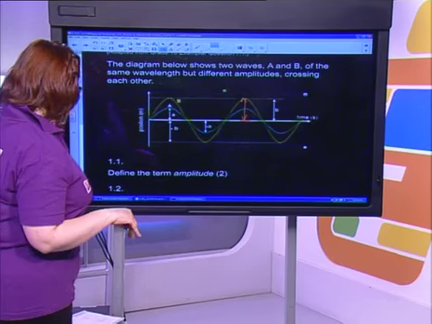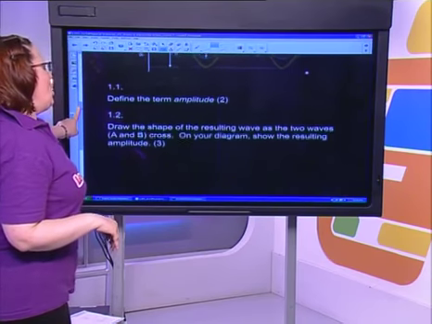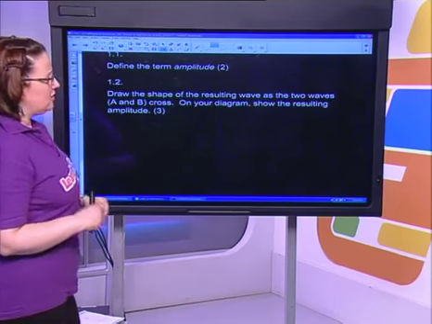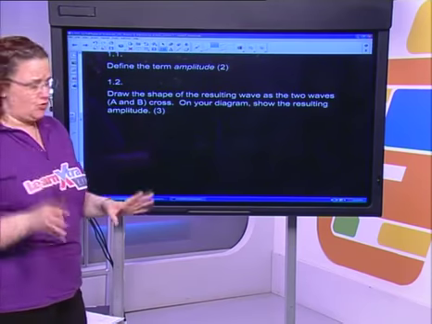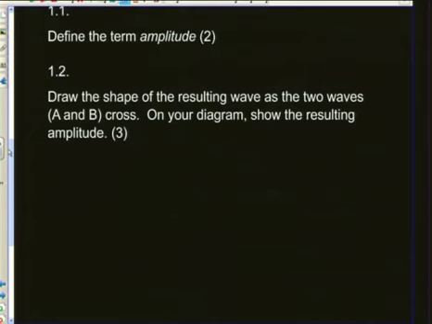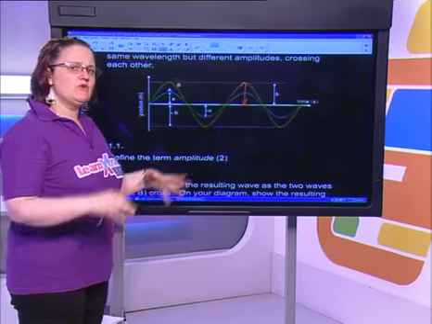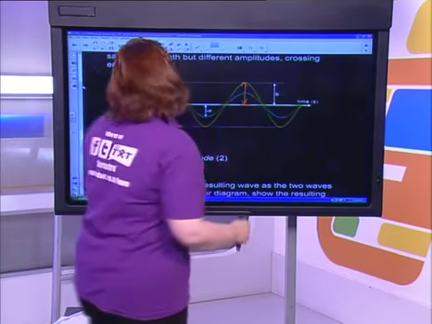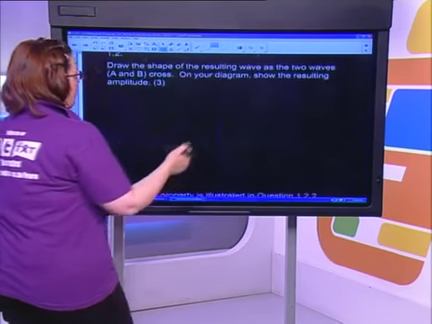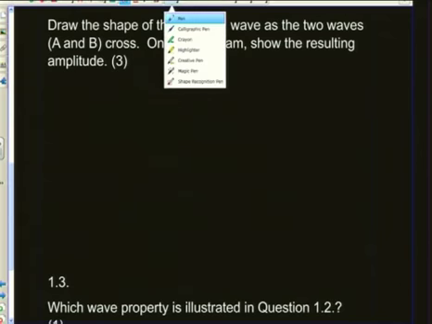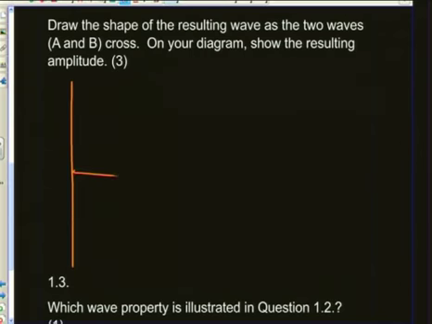Nice and easy. Now they say to us, draw the shape of the resulting wave as the two waves A and B cross. On your diagram, show the resulting amplitude. First part of this question is quite easy because they want the resulting wave. So we look at this and we have a crest meeting a crest, so they're going to increase each other's amplitude. So we've got constructive interference. That means we need to draw it, and you would use a ruler.